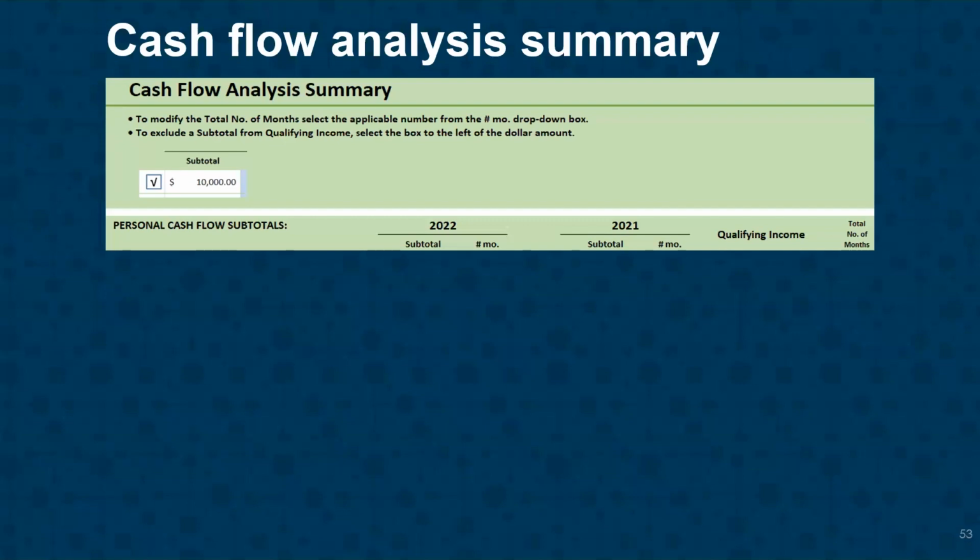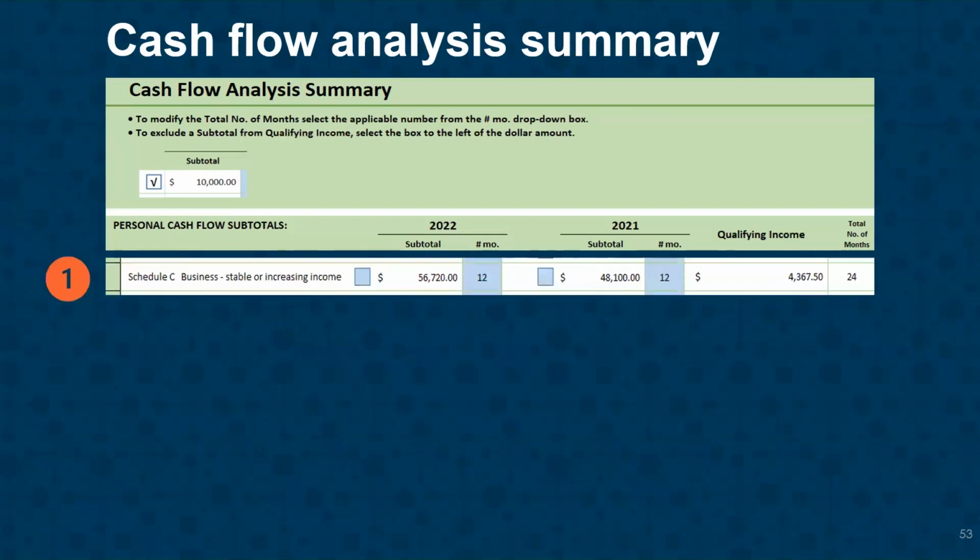You will need to analyze the overall trend in earnings for each business. Our MGIC SAM worksheet will provide you with a cash flow analysis summary, which you will review and determine how the income should be calculated. There will be 3 approaches to the income calculation. Option number 1, if you have stable or increasing income, you will want to take a 24-month average.